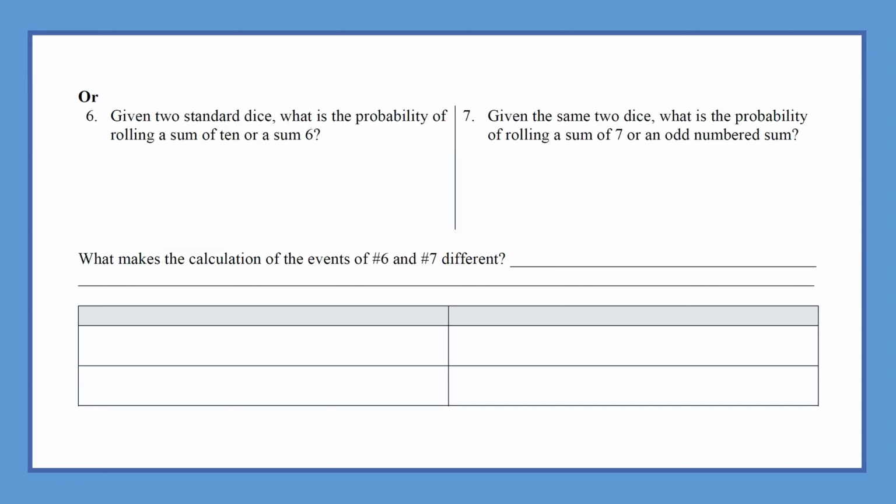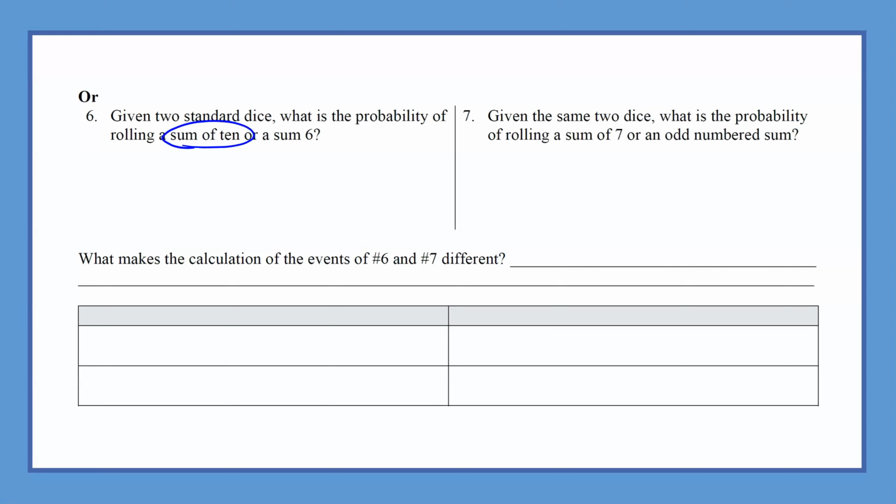The second type of multiple event is OR. In number 6, it states, given two standard dice, what is the probability of rolling a sum of 10 or a sum of 6? Starting off with a sum of 10.